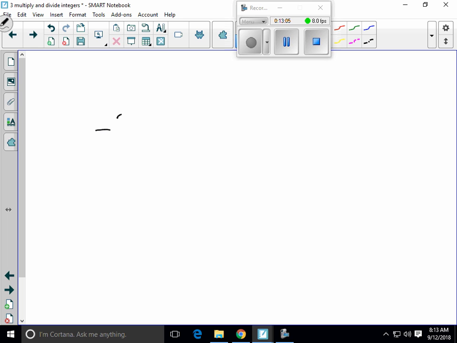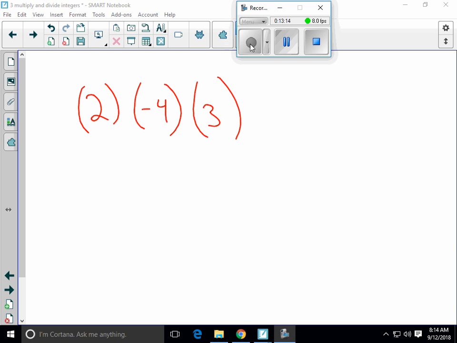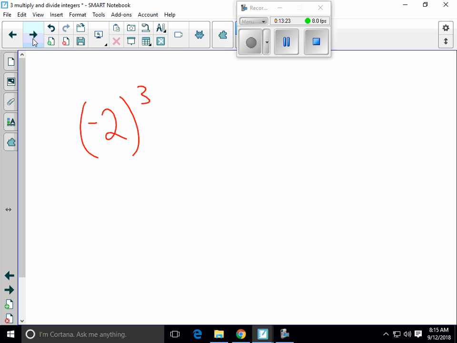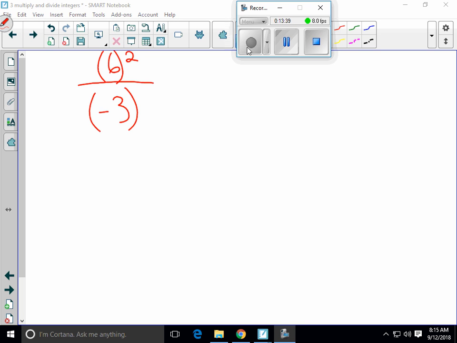Let's do an exponent bigger than 2. So negative 3 to the third power. 2 times negative 4 times 3. Negative 2 to the third power. Negative 8 divided by 2. And one more. 6 squared divided by negative 3. Just a warning in this last problem, do the numerator first. So figure out what 6 squared is, and then divide that answer by negative 3.